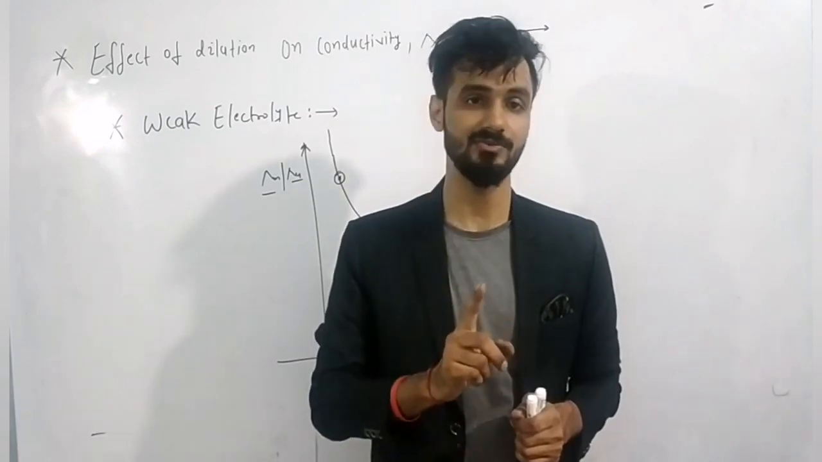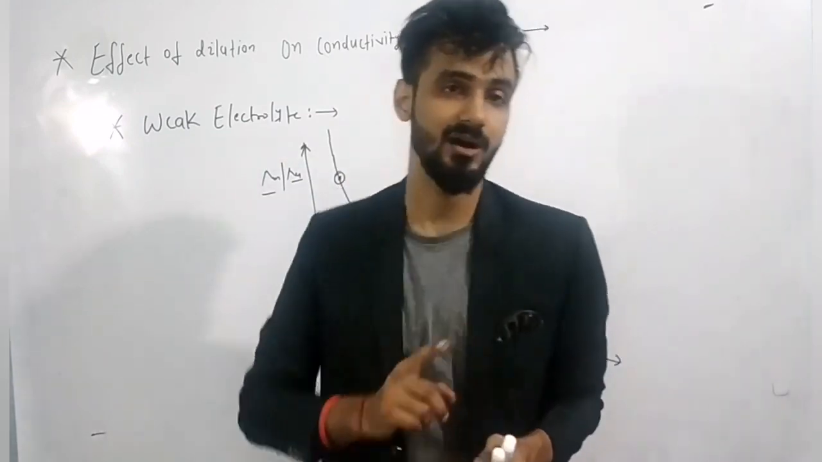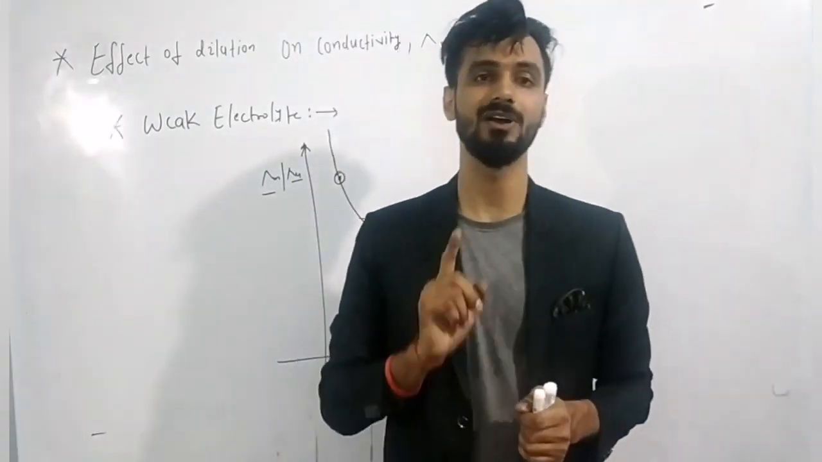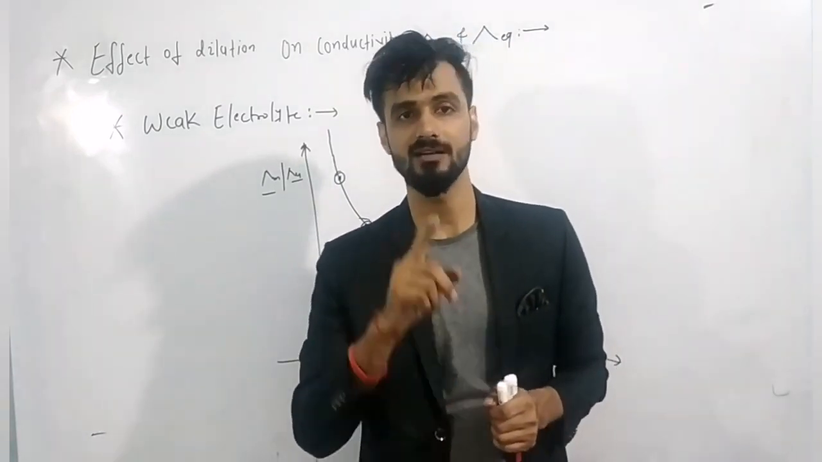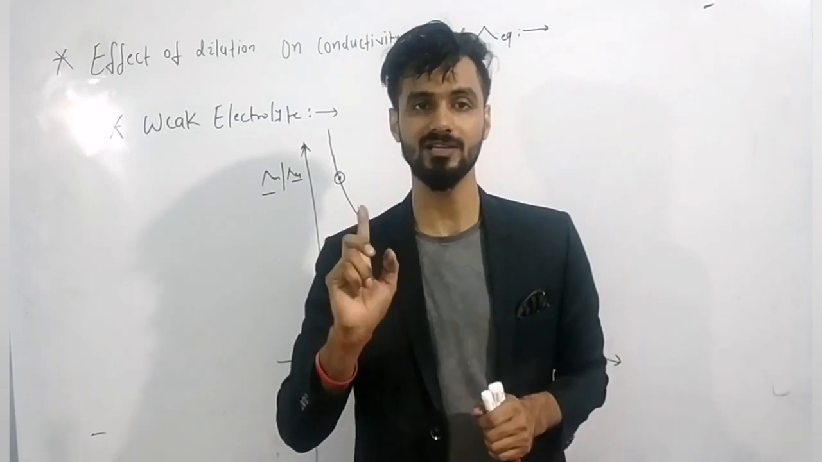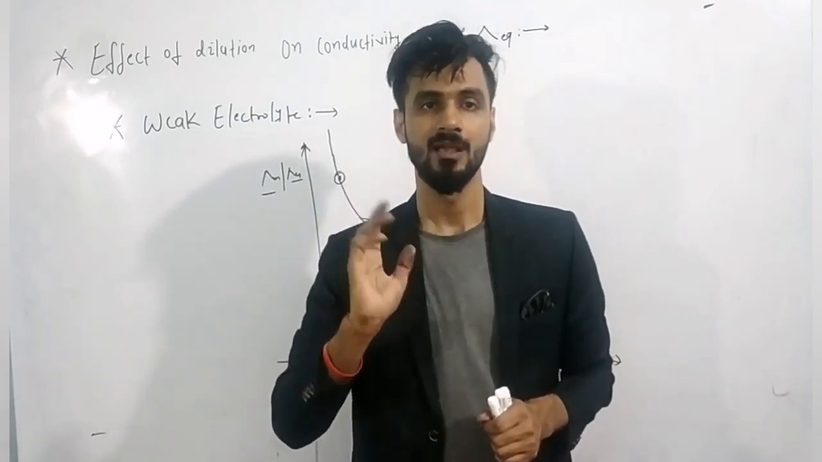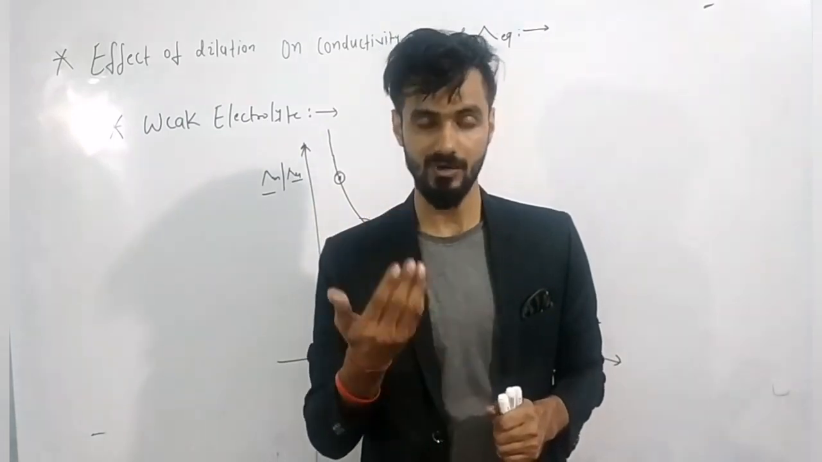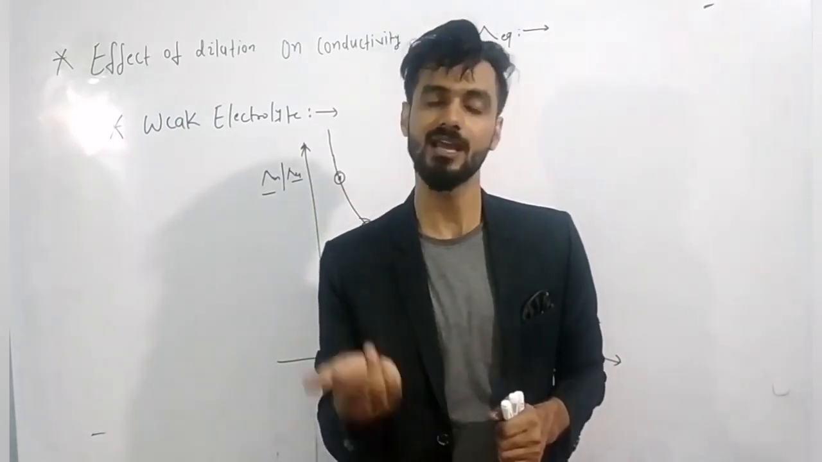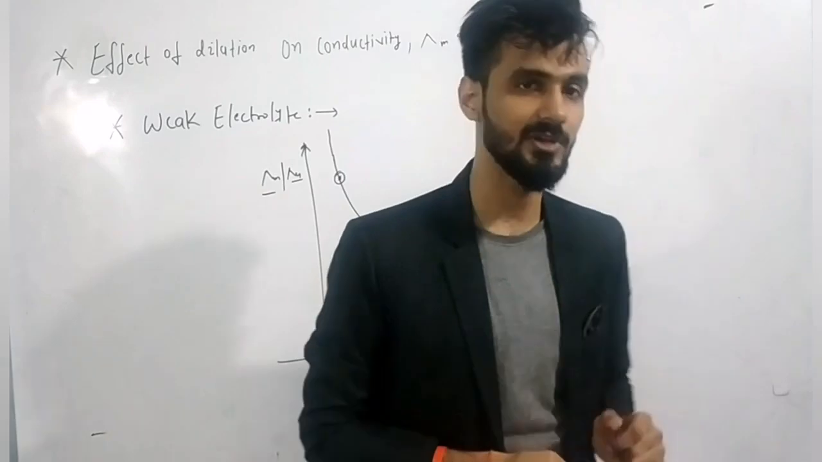So don't get confused. If anyone tells you that we can use Kohlrausch's law for only weak electrolyte, it's wrong. We can use Kohlrausch's law for both strong electrolyte and weak electrolyte. If nothing else is given for the strong electrolyte, then you can apply Kohlrausch's law. Generally we calculate kappa molar or kappa equivalent for weak electrolyte with the help of strong electrolyte, with the help of Kohlrausch's law.